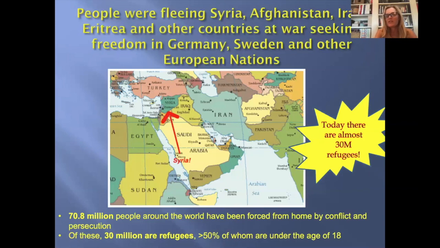Today, there are about 30,000 refugees, and many of these refugees are, as you have known, fleeing Syria, Afghanistan, Iraq, Eritrea, and other countries at war. They were seeking freedom in places like Germany and Sweden, which offer generous benefits for refugees.